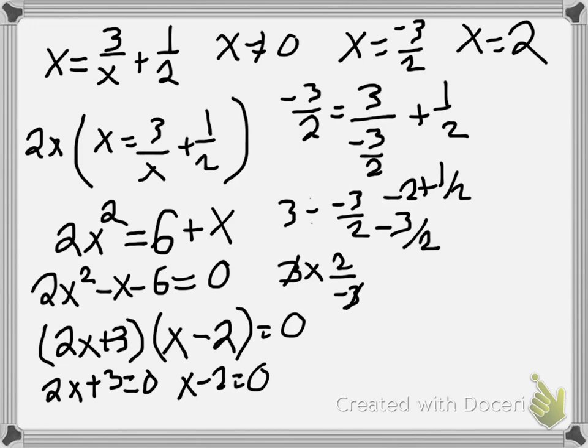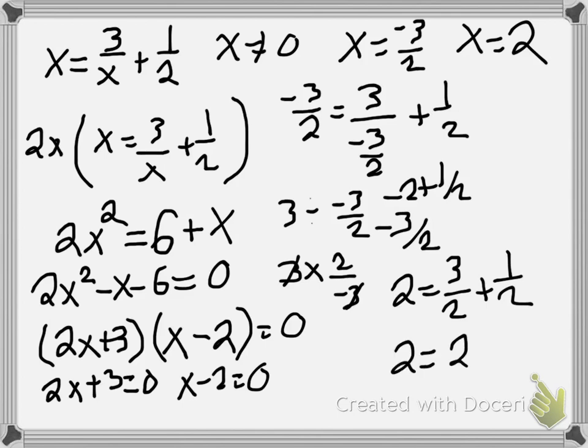So that's good. Now I've got to check my 2. Well, that one should be easier. 2 equals 3 over 2 plus 1 over 2. Well, 3 halves plus another half is 2. Both of them check. Both of them are correct. And neither one of them are in the restricted zone because neither one of them are 0.